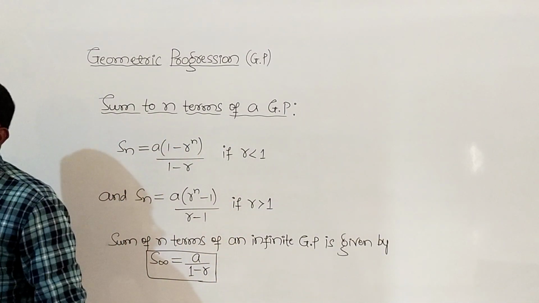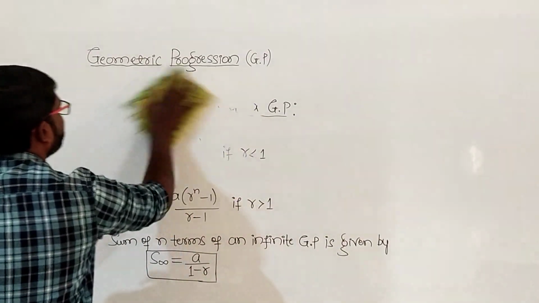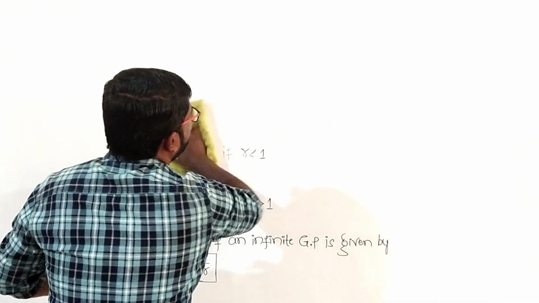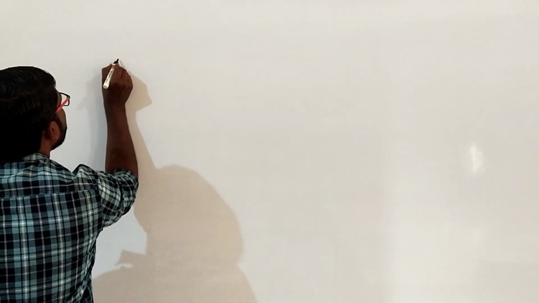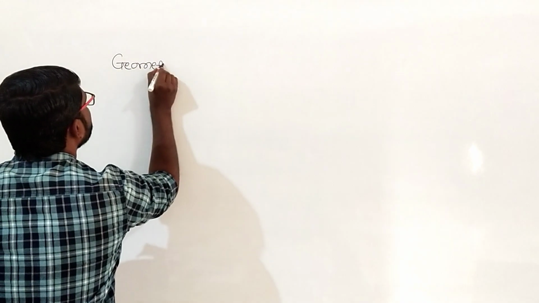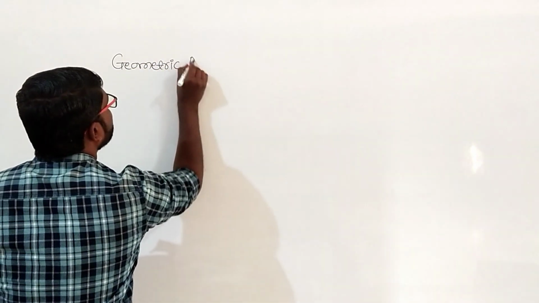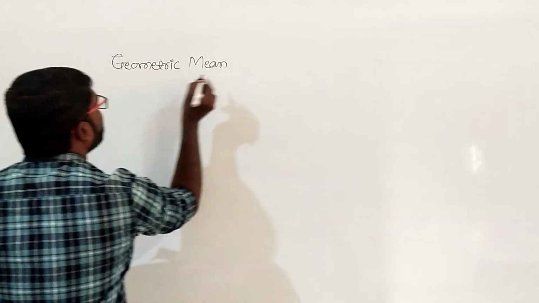Next we will discuss the geometric mean, GM. In arithmetic progression we discussed the arithmetic mean of two positive numbers. It is AM. What is AM? It is A plus B divided by 2. So the geometric mean, in short, is GM.